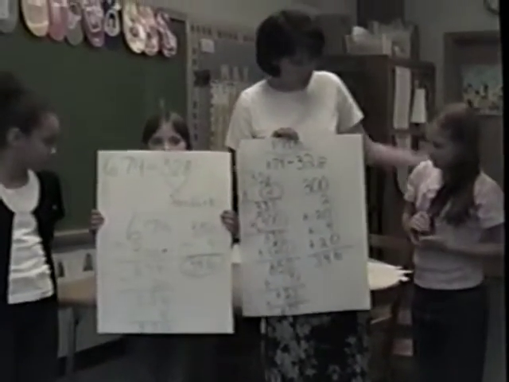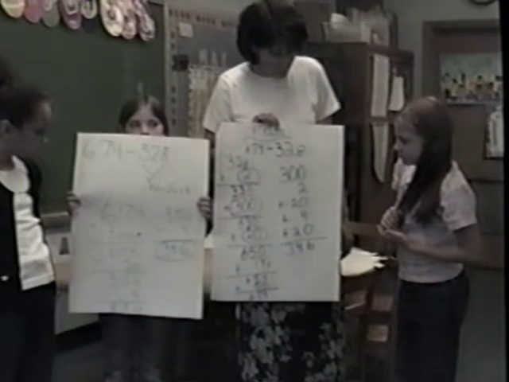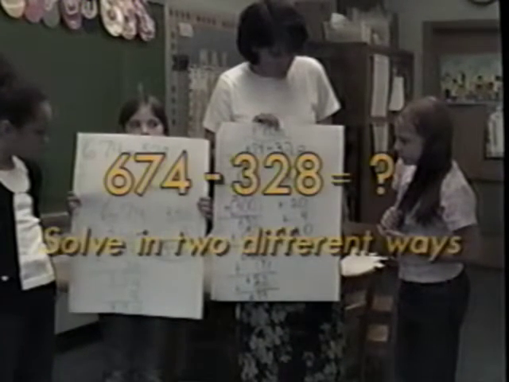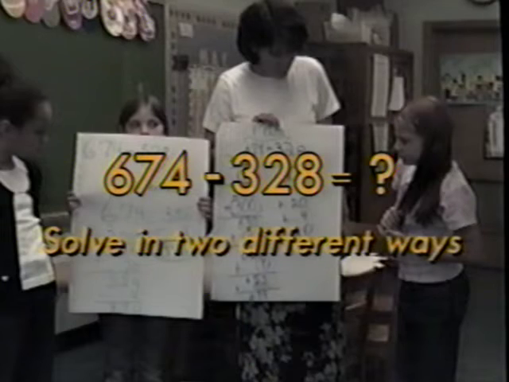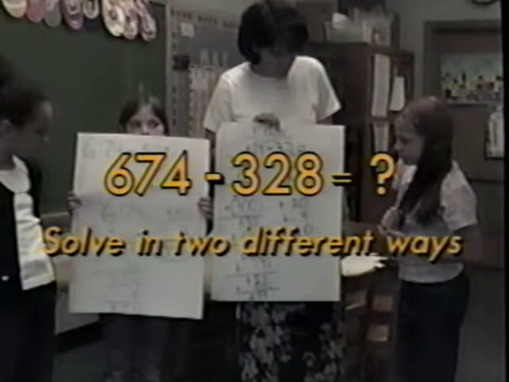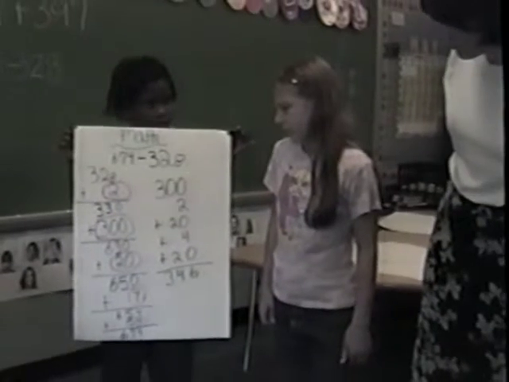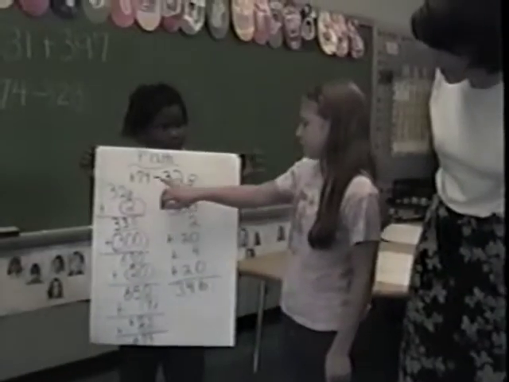Before we look closer at the strategies that children commonly develop, solve 674 minus 328 in two different ways. Jessica and Cassie are the same because they both have almost the same explanation because she used 4 and she used 4. Okay. Because I'm trying to get to 600.